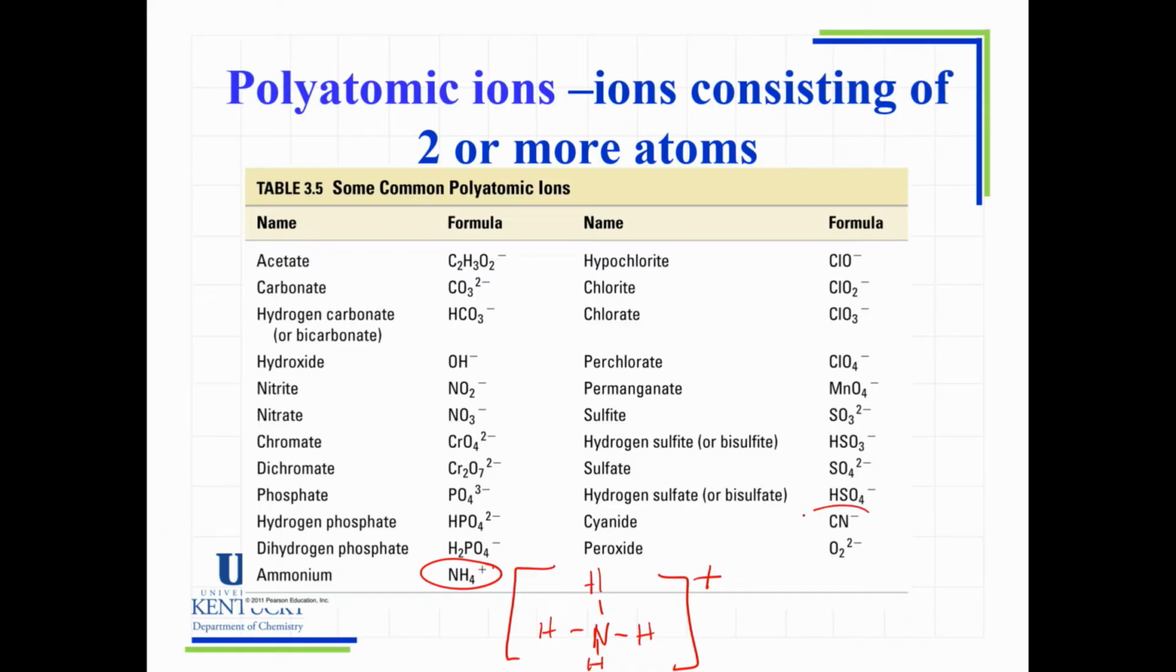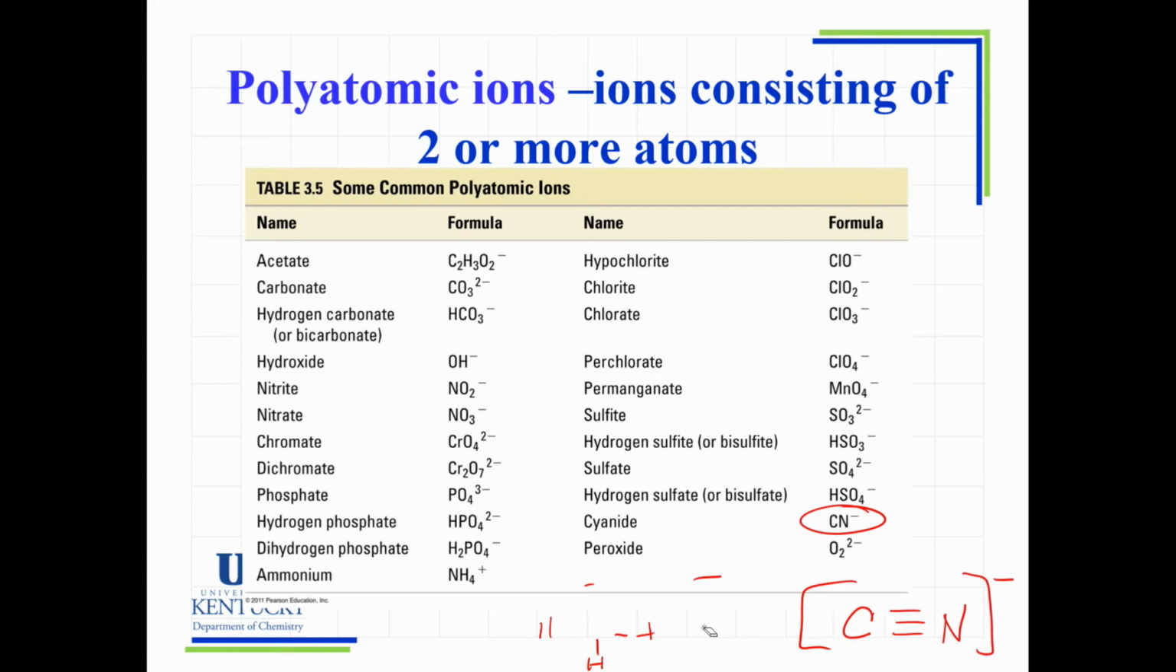Here is another example, CN-. The C, now you don't need to know this yet, but it has a triple bond to the nitrogen, and this whole thing contains a minus charge. So that is 2 atoms. We could call it a diatomic ion, but we just use the word polyatomic for all of these. Okay, so that is what a polyatomic ion is.